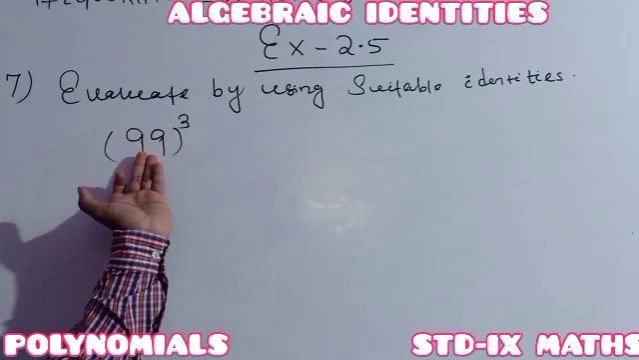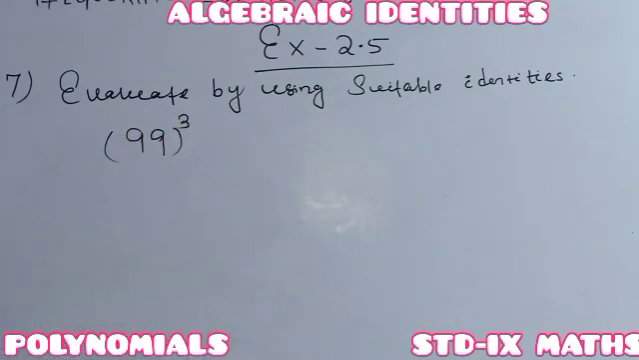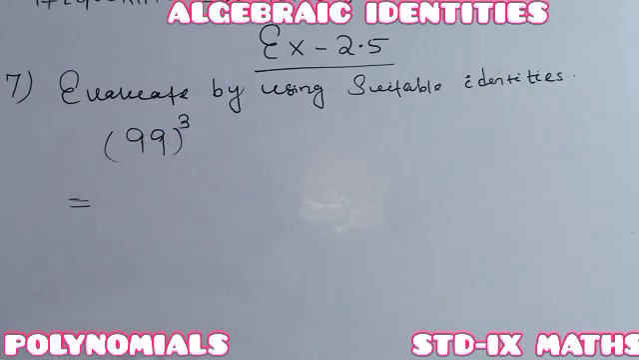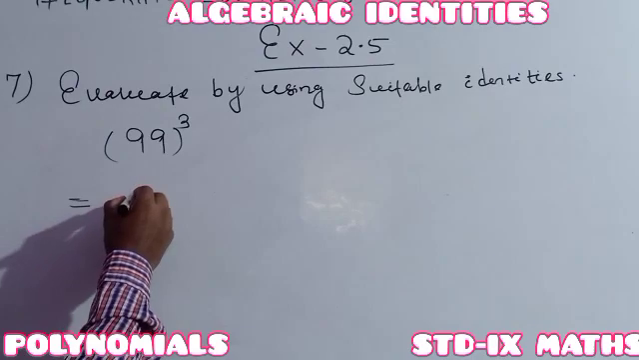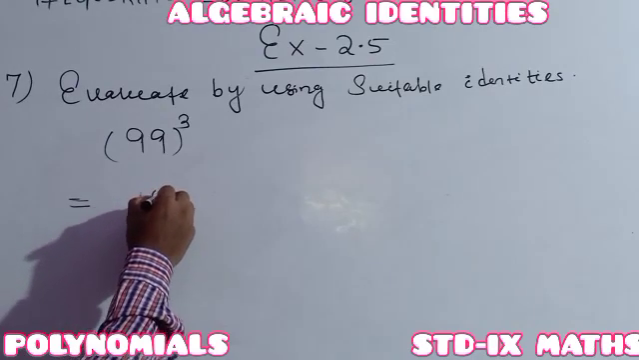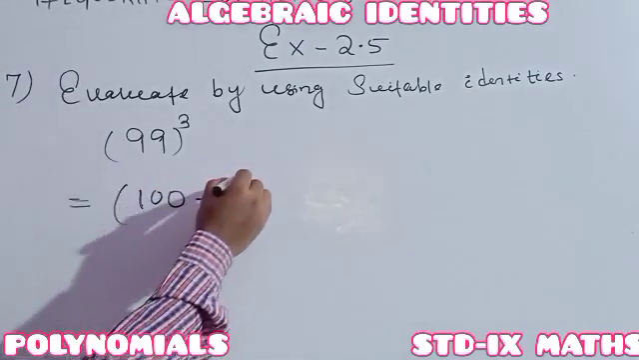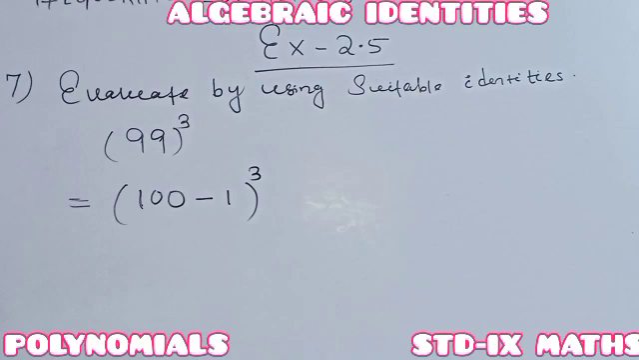Which identity? It is the sum of the numbers, its cube. Always try to express the number whose cube is given as the sum of two numbers, otherwise as the difference between two numbers. See, 99 means its nearest number is our 100, the nearest 10 power means it is our 100. So this number I can express in the form of 100 minus 1, its cube.